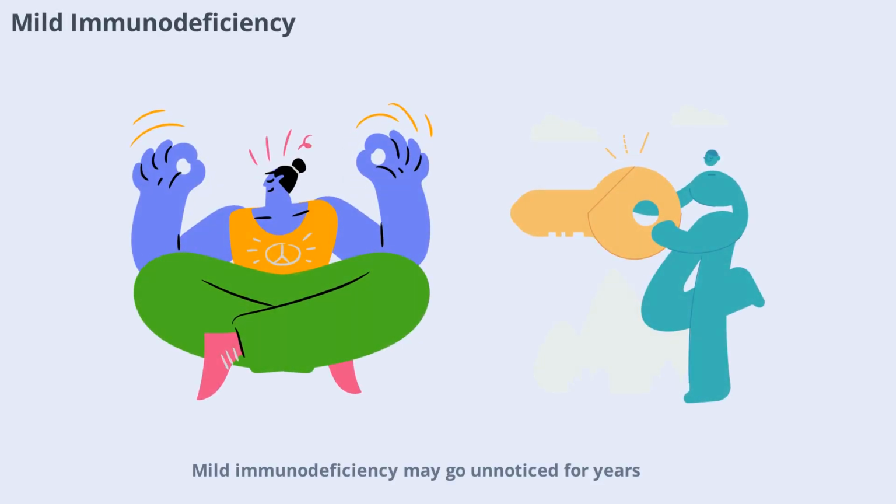Mild immunodeficiency may go unnoticed for years. People with mild forms often experience more frequent or longer-lasting colds and infections, but these are usually manageable with standard treatments. While quality of life may be affected, most daily activities can continue as normal. Regular medical checkups and prompt treatment of infections are important for maintaining health.